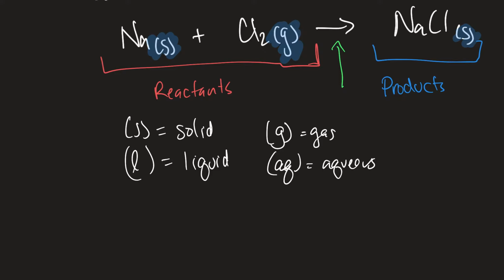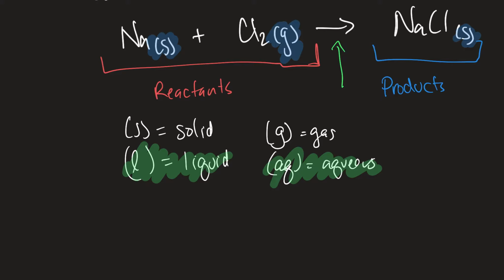Now, I want to highlight the difference between something that's a liquid and something that's aqueous. Liquid simply means that the substance is in its liquid state. Like water, which is just the liquid state of H2O. There are plenty of other examples, but it's in its pure liquid form. Aqueous is something that's dissolved into water. So that's a little bit different.